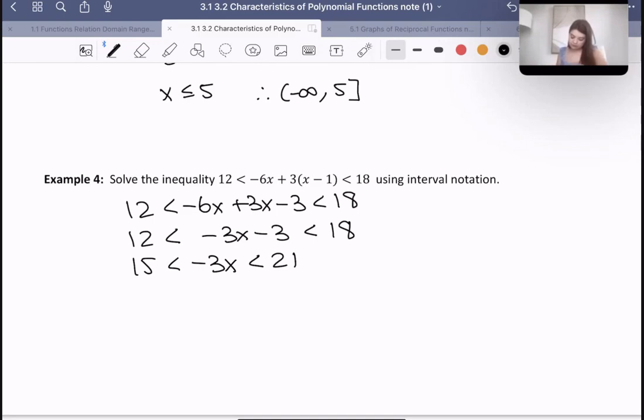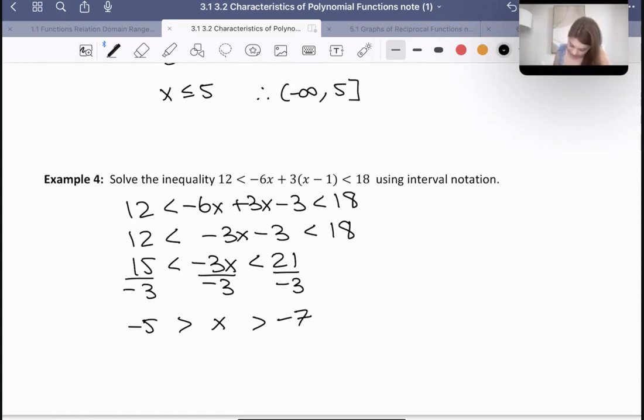And then we're going to divide everything by negative 3. And when we divide a negative through our inequality sign, we must flip the sign. So we're going to flip, and then we get x here, we get negative 5 here, and we get negative 7 over here.